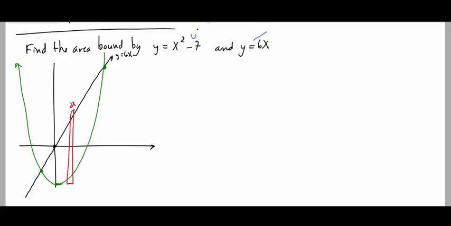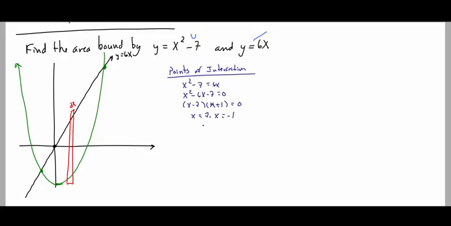So I need to find points of intersection, and in order to find points of intersection I set the equations equal to each other because they're both solved for y. So I have x squared minus 7 equals 6x. I'd subtract the 6x over, factor, set equal to 0 using the 0 factor property, and I'd have x equal 7, x equal negative 1. So this would be the point negative 1, this would be the point 7. Okay, so there's my points of intersection.